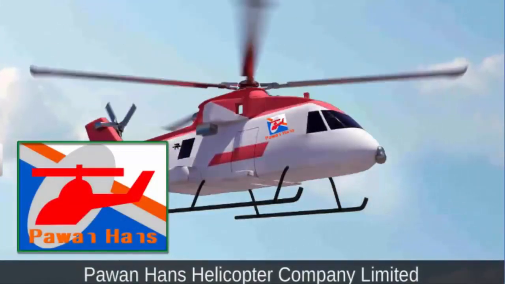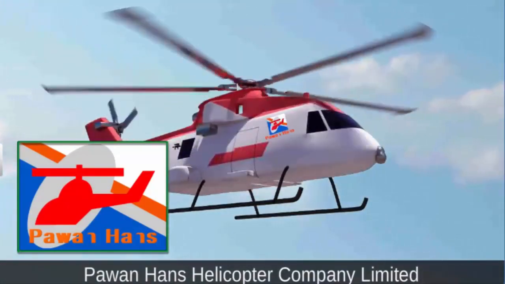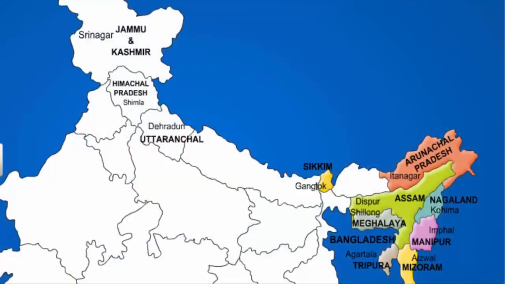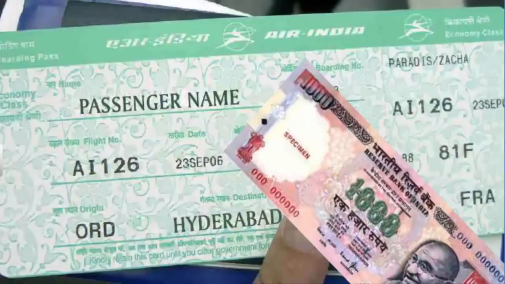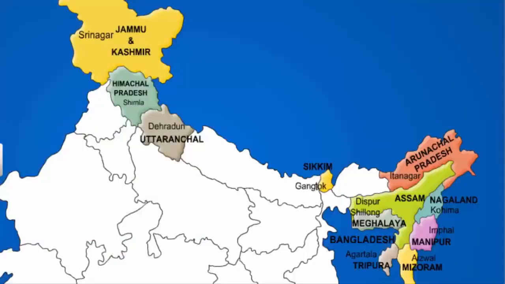Pawan Hans Helicopter Company Limited provides helicopter services to government enterprises like ONGC and passenger services in difficult to access areas of the northeastern states, Jammu and Kashmir, Uttarakhand and Himachal Pradesh. Air travel is still very expensive in India and out of the reach of a large part of the population. Special arrangements have been made in the northeastern states to make air travel services available to the common people.